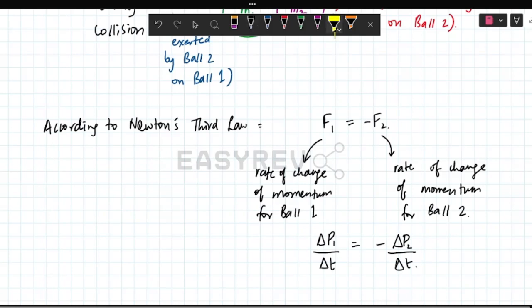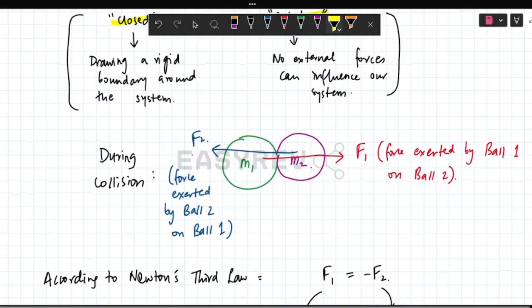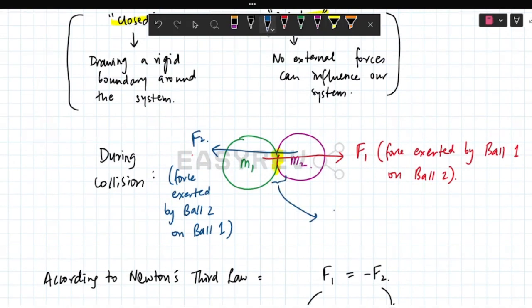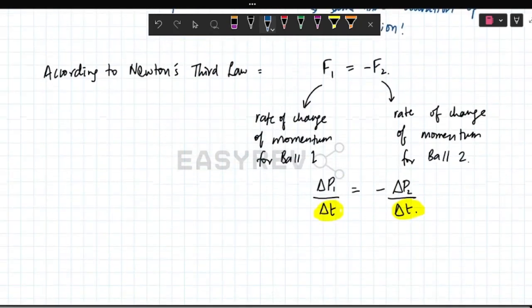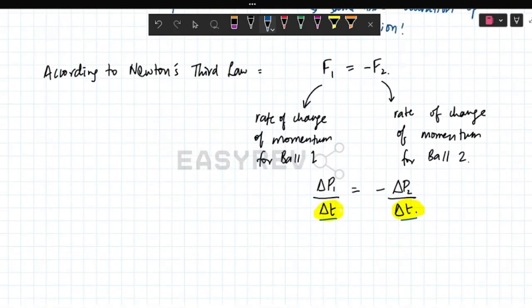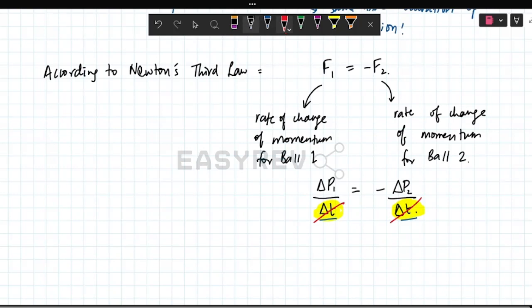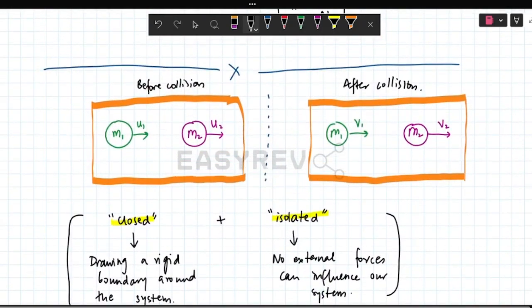Notice how I don't give any subscripts 1 and 2 to these time intervals, because both balls are sharing the same collision, right? So they're going to collide with each other for the same time duration. If we expect the same time duration on both sides, it's just a matter of multiplying by delta t on both sides to cancel these out. In the end, we get the change in momentum for ball 1 equals negative the change in momentum for ball 2. Since we know the velocities before and after collision, we can actually rewrite these changes in momentum.